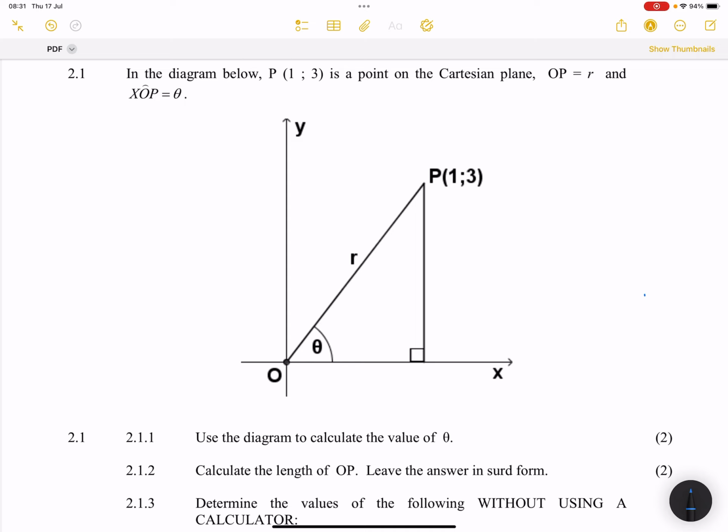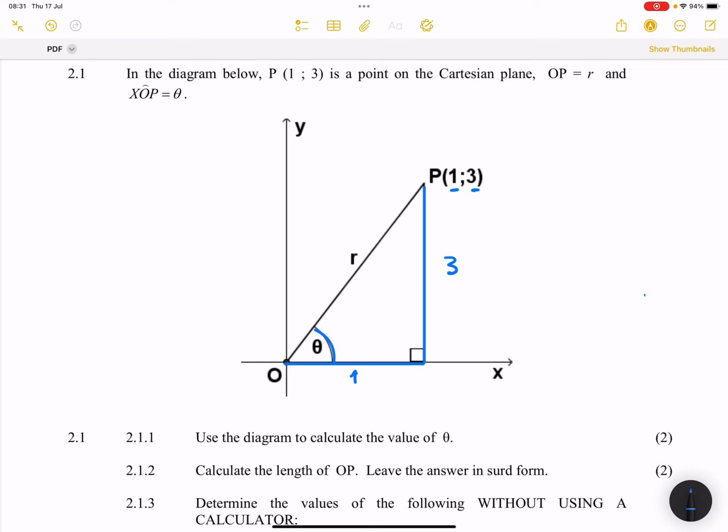Now, I want you to please note, ladies and gents, what do we have? They have given us the x value as well as the y value. Which means we know what is on the adjacent side, that's going to be 1 unit, and our y value, which is on the opposite side, is going to be 3 units. So we are able to find the value of theta.